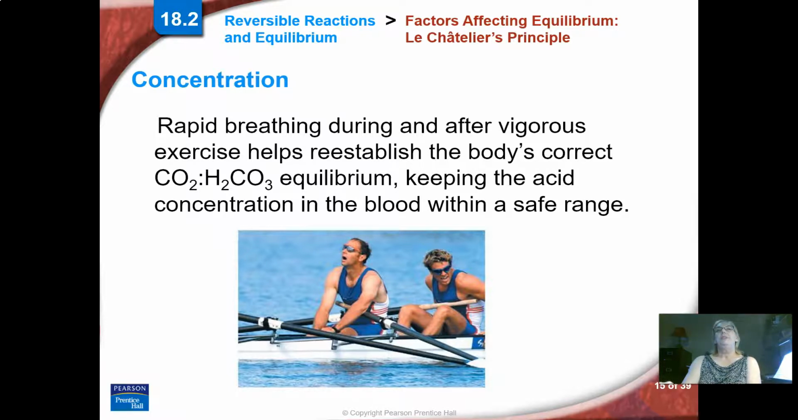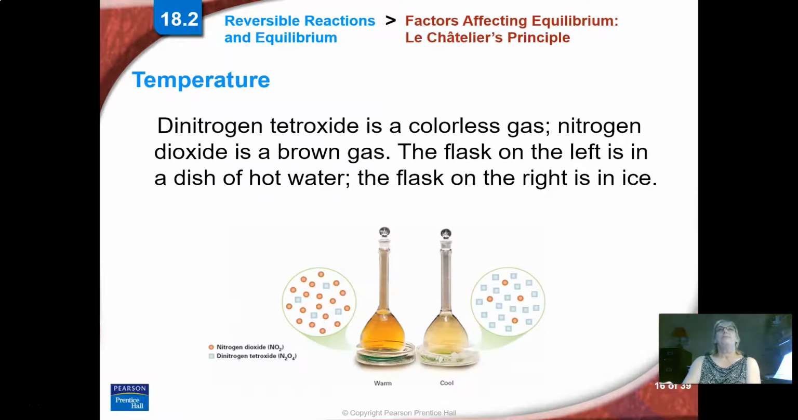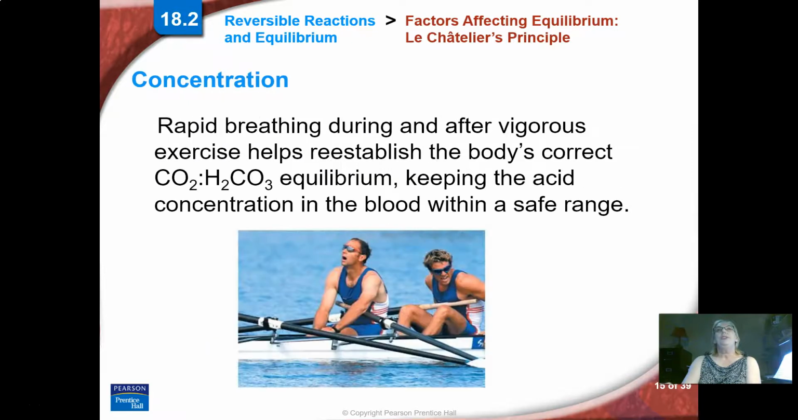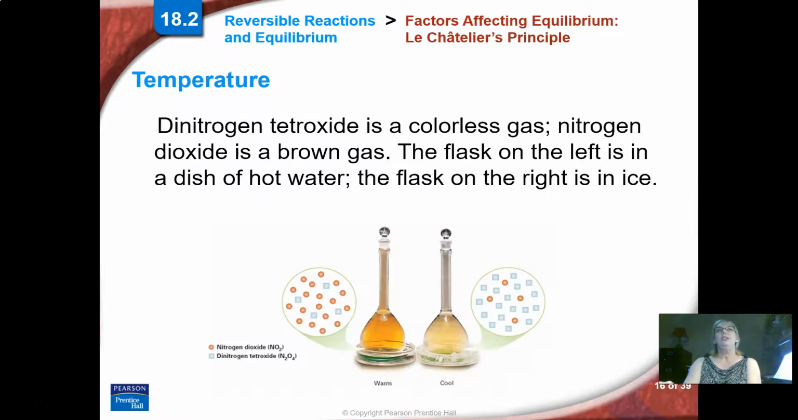We're trying to always keep the right pH level in our blood. It's very important for all of our systems. Concentration can really affect it; we can stress the system by changing a concentration. We can stress the system by changing a temperature.